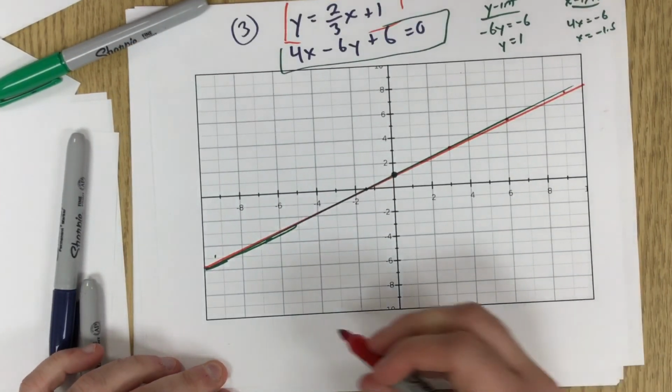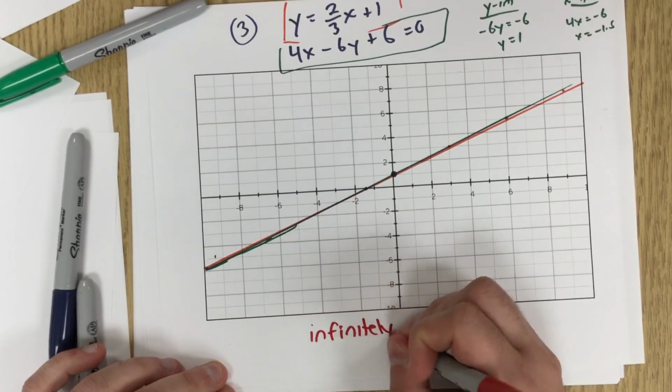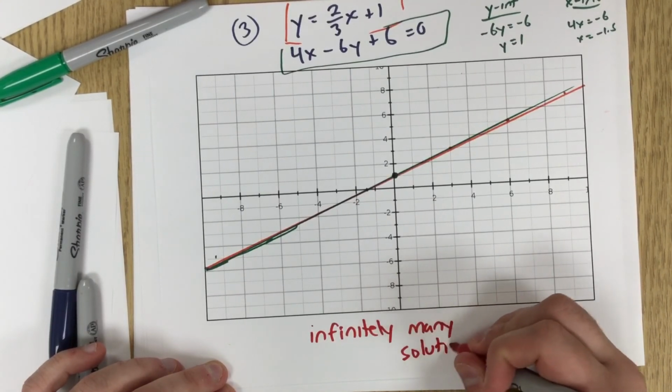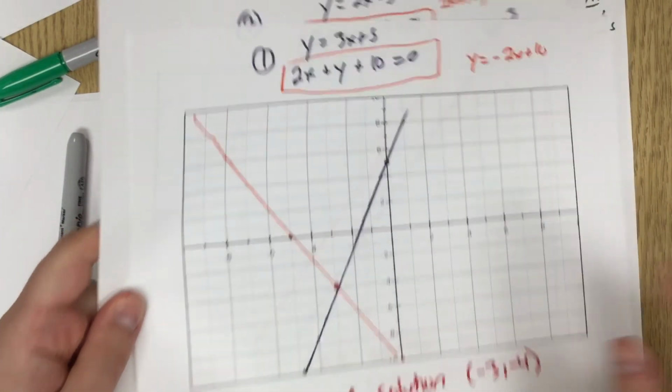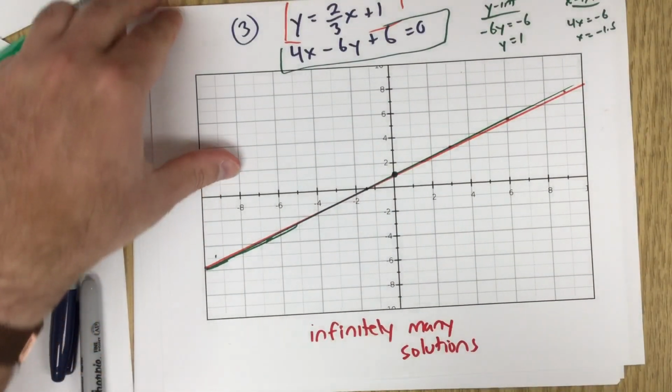So what we say in this case is that there are infinitely many solutions. It doesn't mean that everything is a solution. It just means that there are infinitely many solutions. So to recap, we can have one solution, or no solutions, or infinitely many solutions.